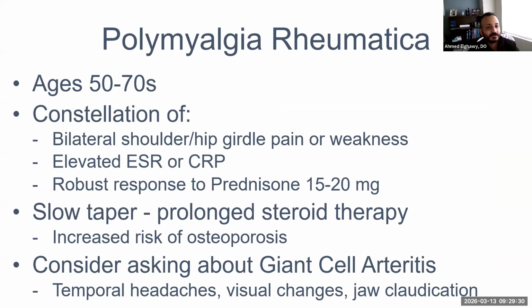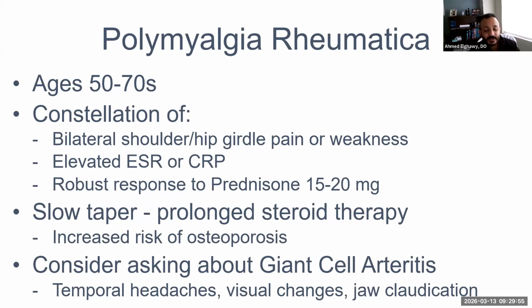Susan and I were talking about this before the lecture started, and I include this because sometimes this can be a board question. This is a patient who's typically older, with a constellation of shoulder and hip girdle pain or weakness, elevated ESR, and a very robust response to low-dose prednisone. This is one of the few times, if they ask you on your boards for doses of prednisone, this is what they're looking for.